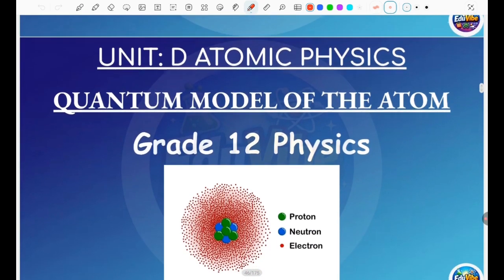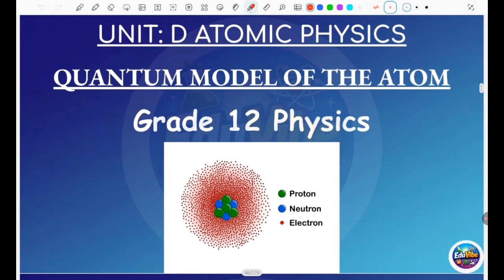In today's lesson, we are continuing atomic physics with the next topic and the last model of the atom, which is the quantum model of the atom. This is the latest model, and we do not learn very much about it in grade 12 physics. We learn just the definition, what the quantum model is, and we do some questions related to this.